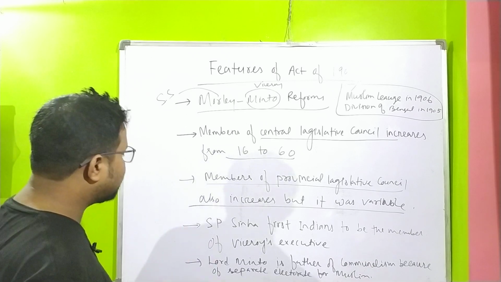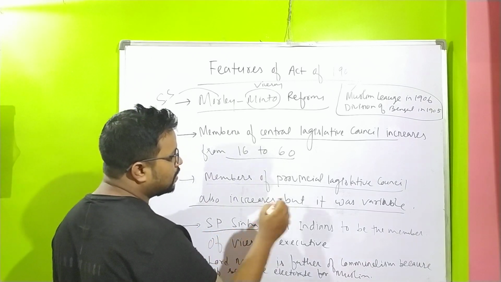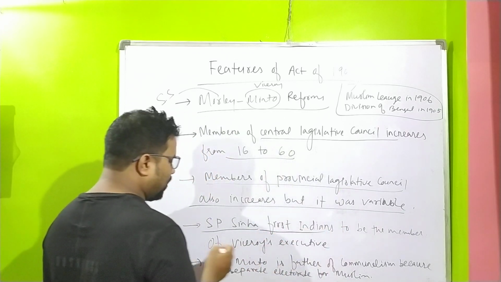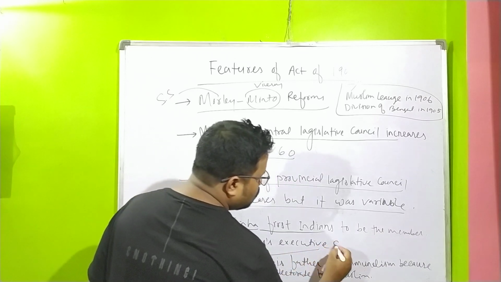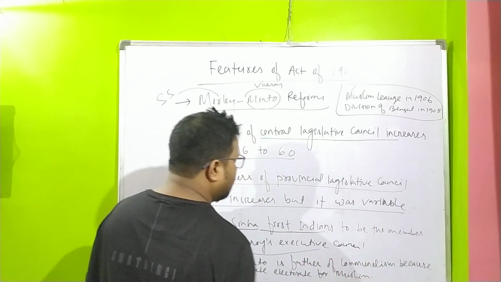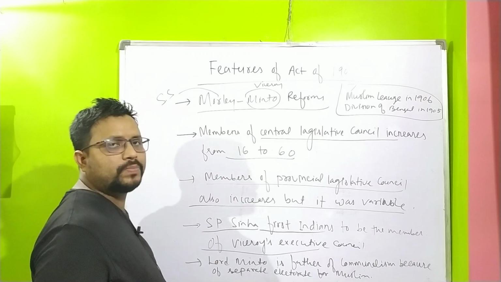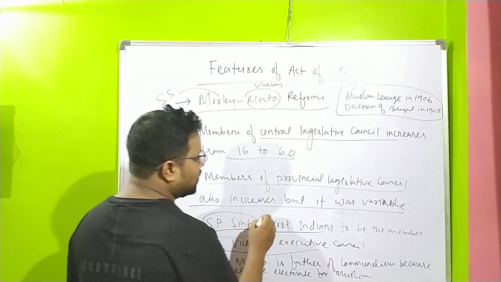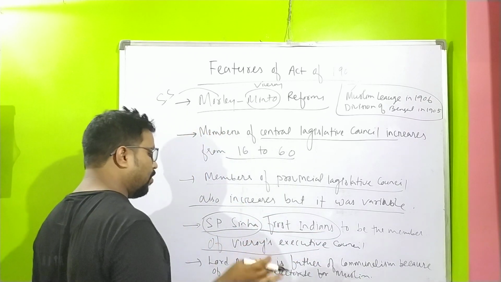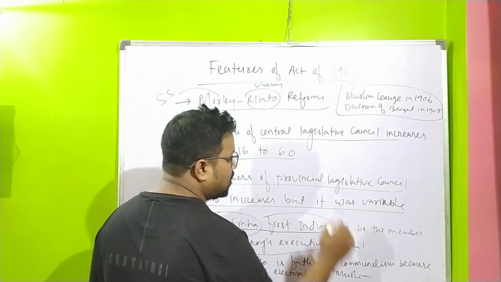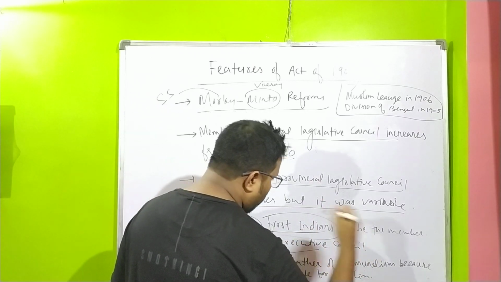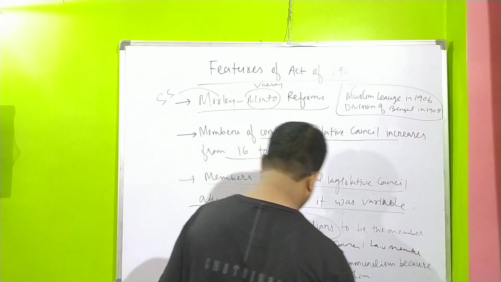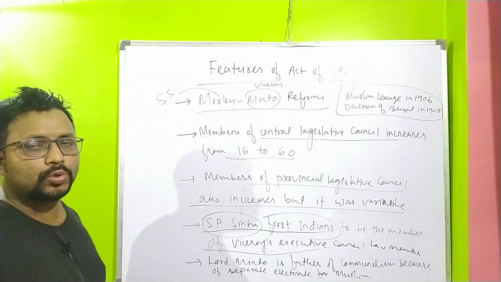At the same time, in the history of the British Raj, Satyendra Prasad Sinha was nominated by the Viceroy to his executive council. For the first time in the history of the British Raj, S.P. Sinha was the first Indian to be nominated to the Viceroy's Executive Council, and he was the law member.